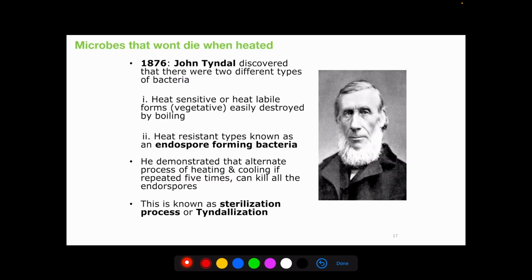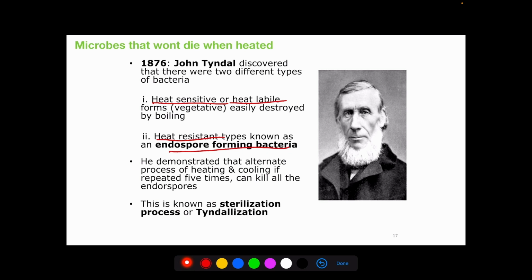Now, John Tyndall discovered that there were two types of bacteria. He said some of the bacteria were sensitive to heat, or heat labile, and others were resistant to heat. Then he said the ones which are sensitive to heat are easily destroyed by boiling, but the ones which are resistant to heat are called the endospore forming bacteria.